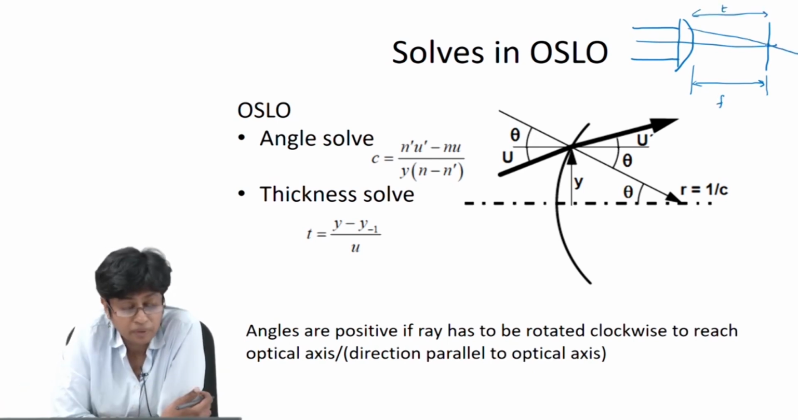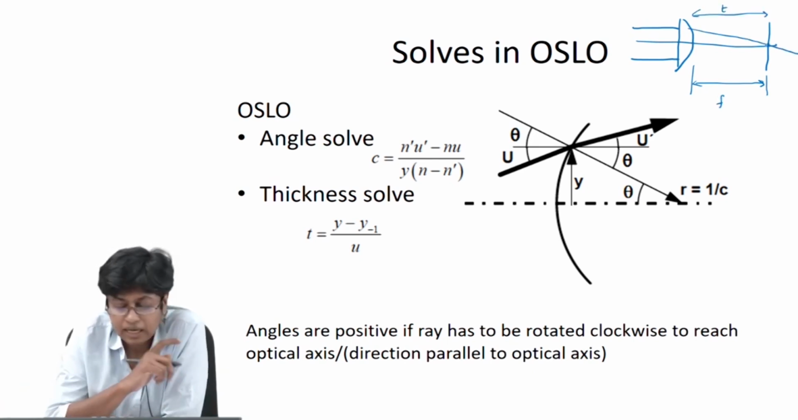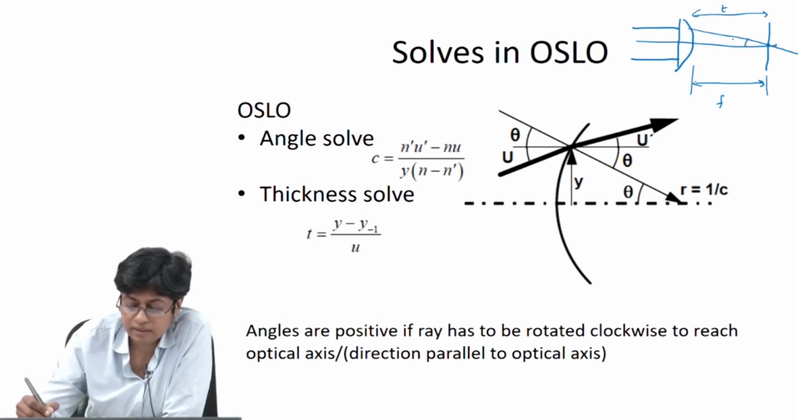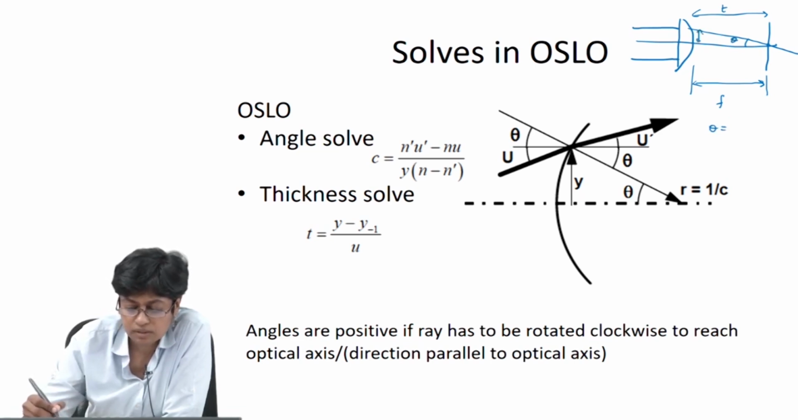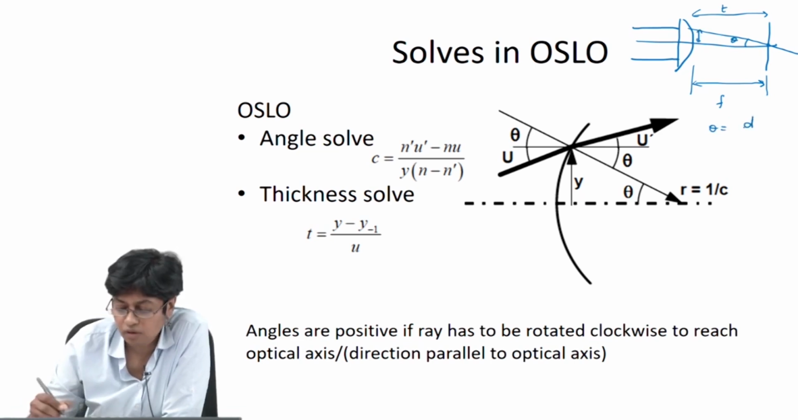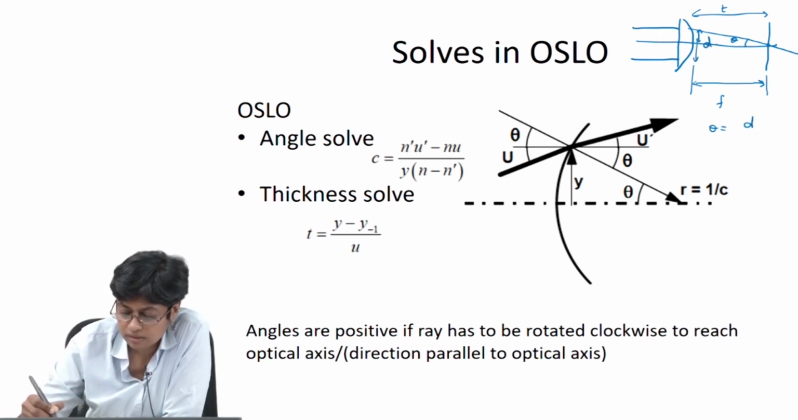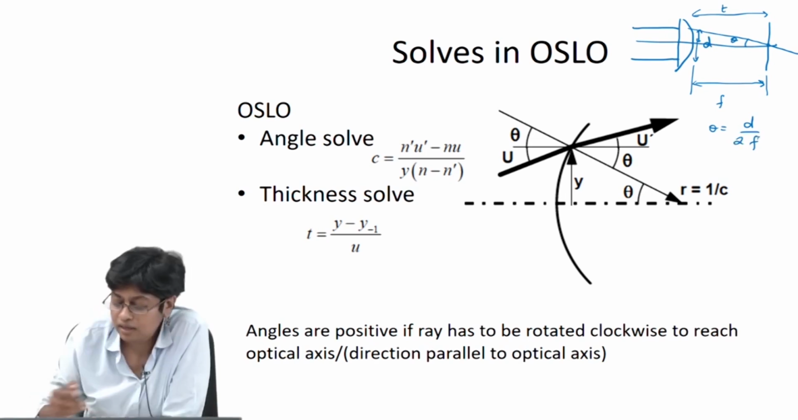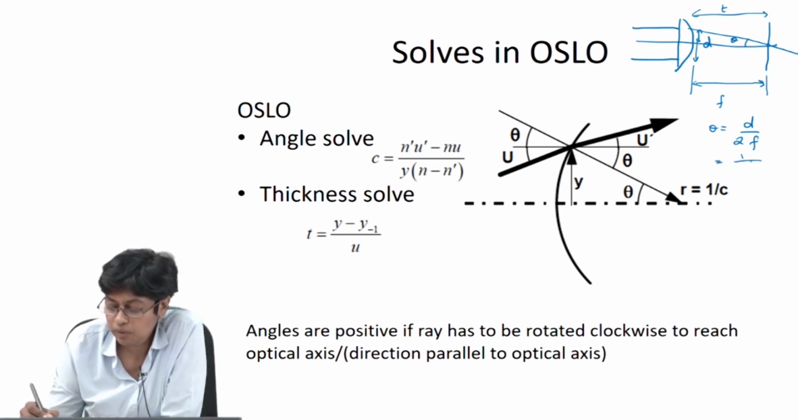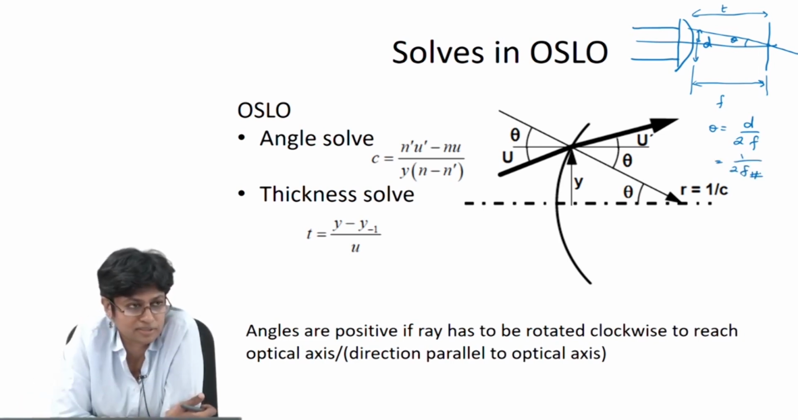However, if the rays are coming from infinity, I know that this angle here theta must be equal to this distance, let us call it d, or actually let us call this distance the full distance d. So, this is d by 2 by f, right. In other words, this is nothing but 1 by 2 of the f number of your system, right.